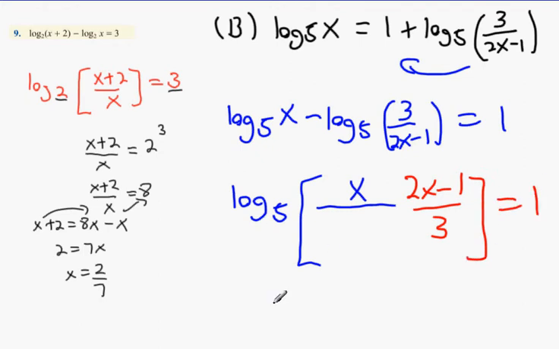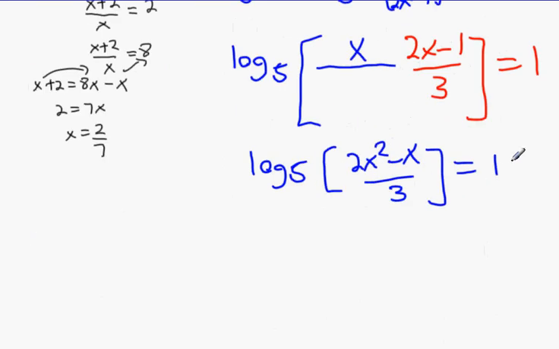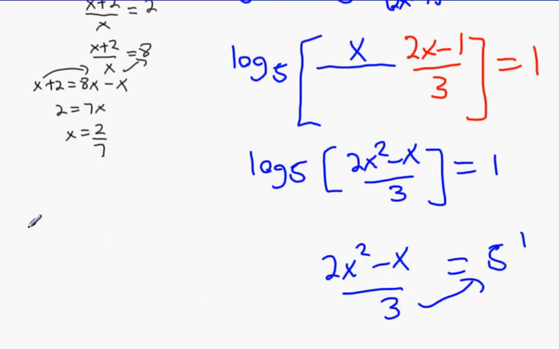Now what I'm going to have next is log to the base 5 of 2x squared minus x over 3. Does everybody know where I got that from? Multiplied it in. Now, remember, this is the power, this is the base. So 5 to the power of 1 equals 2x squared minus x all over 3. Cross multiply the 3. We're now going to get 2x squared minus x, that's going to be 15, isn't it? When I do that, it's going to be 15, then bring the 15 over the other side. So it's going to be 2x squared minus x minus 15 equals 0.